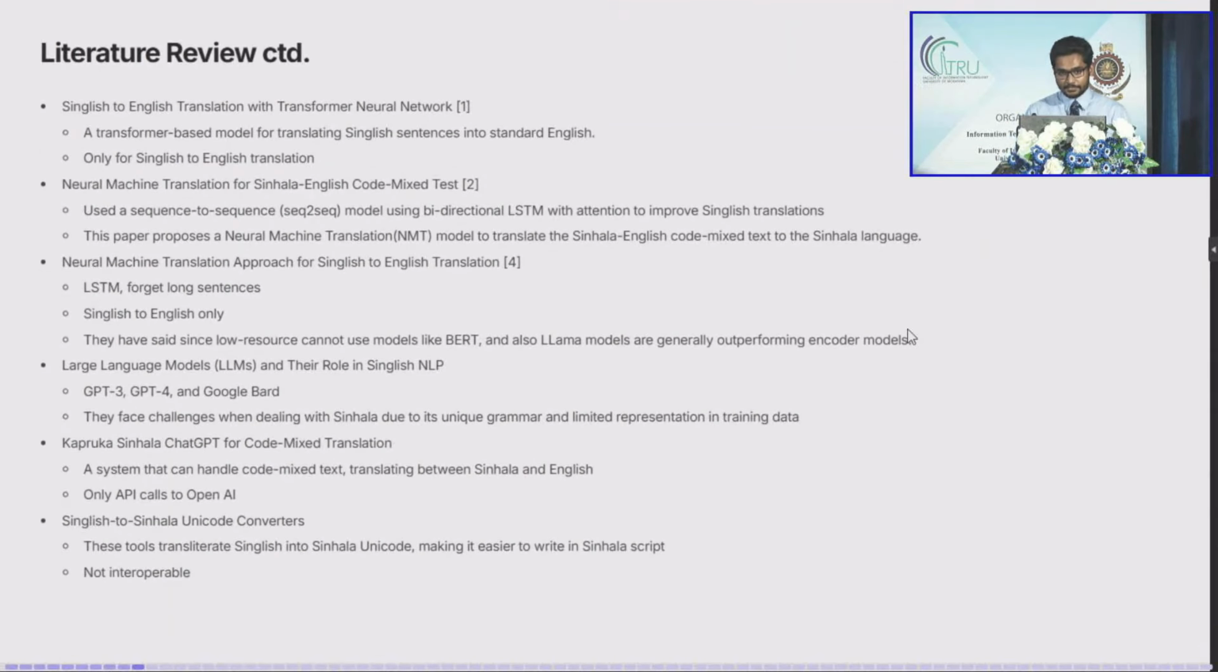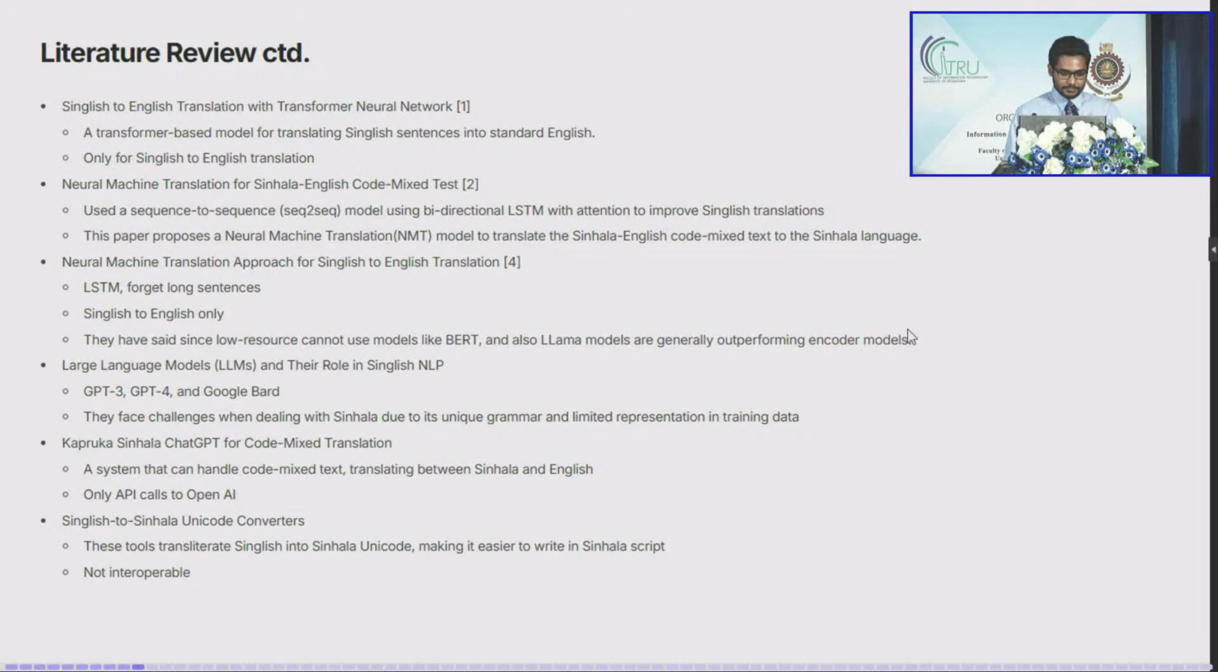When we talk about the literature available in this domain, we came across several papers, and the first one is Singlish to English translation with transformer neural network, and it only considers Singlish to English translation. But our paper suggests a framework that can do both ways, Singlish to English and English to Singlish as well. And also the neural machine translation for Singlish to English code-mixed uses LSTM. LSTM loses the ability to process longer sentences when the context is too large. But since we are suggesting a transformer-based approach, that problem is automatically solved.